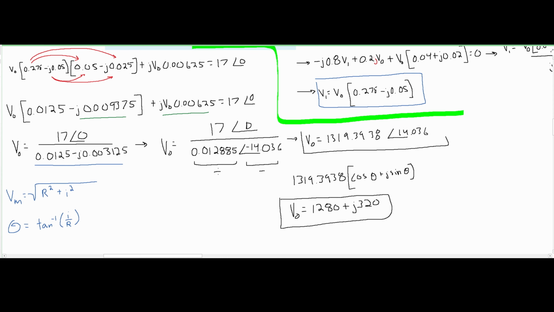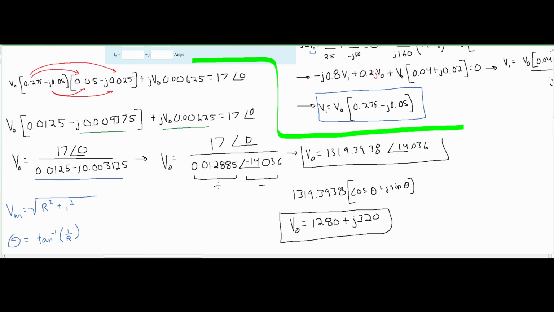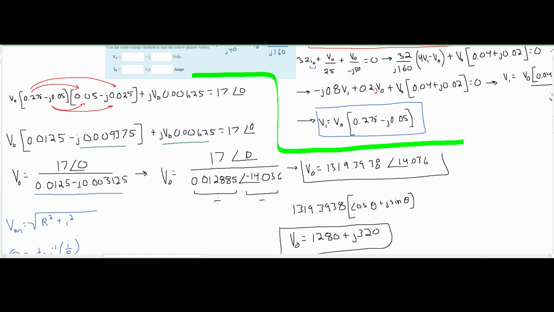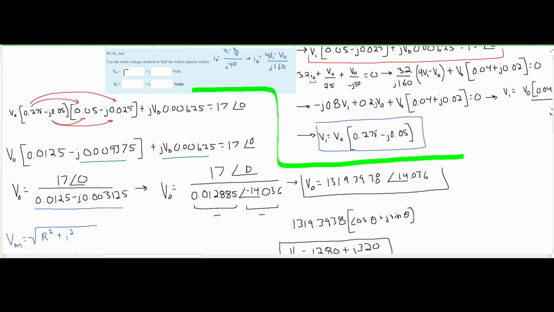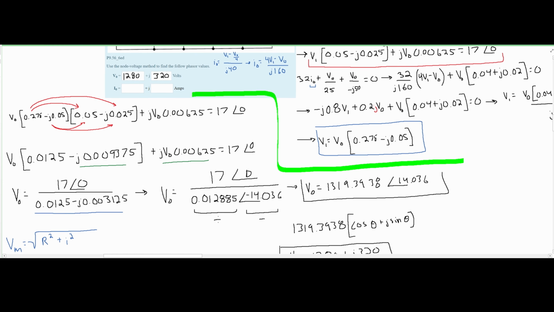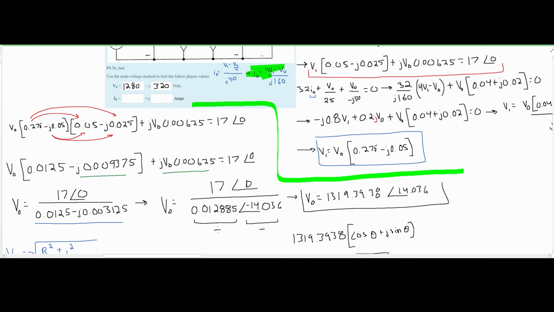Remember, this is our polar form. It'll come in useful in a second. But when we write this as our answer, we are going to, in our question, write 1280 and 320 here. Now we need to find our I0. Well, conveniently, we wrote a formula right here for it. So we can use this formula to find our I0.